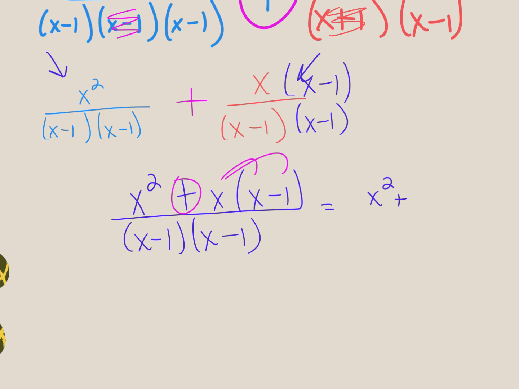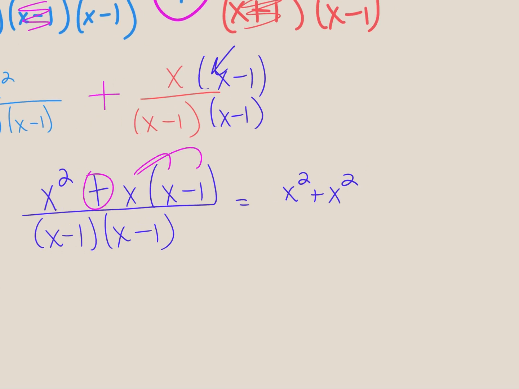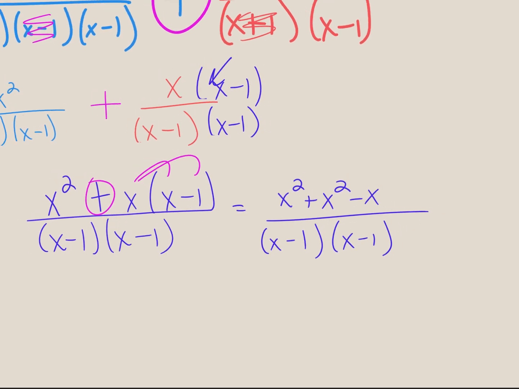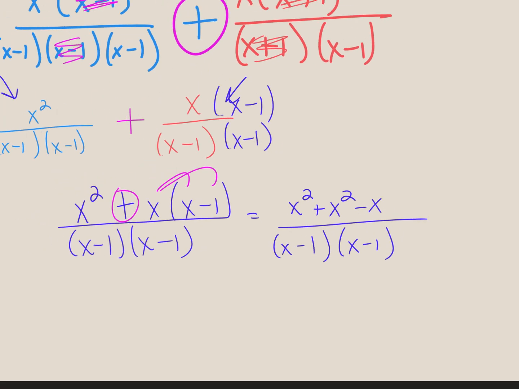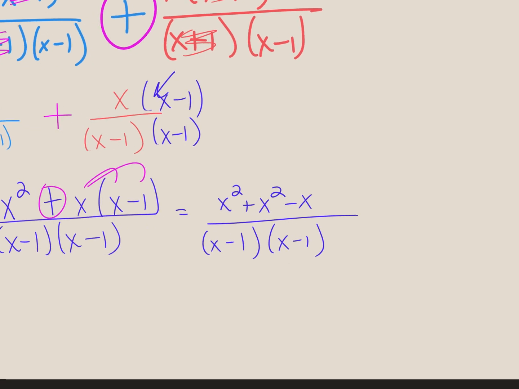Plus what? X squared. And then what? Minus x over (x minus 1)(x minus 1). I just distributed. And now what can I do with my x squareds? I can combine them. So I have how many x squareds? 2x squared minus x over (x minus 1)(x minus 1).